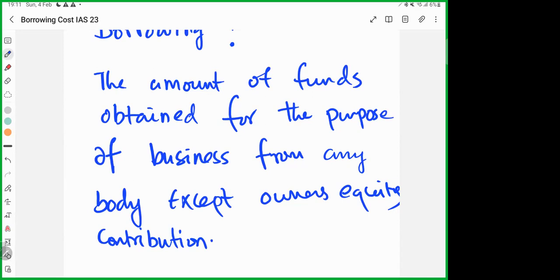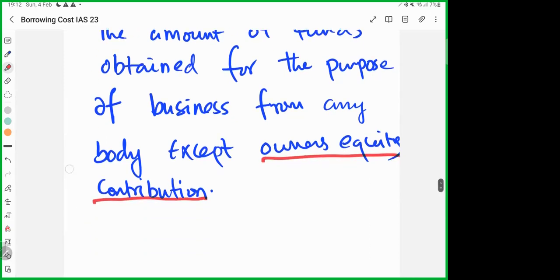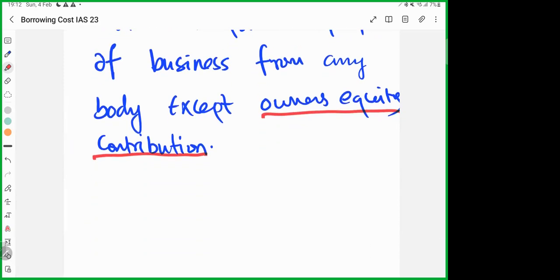What do you mean by this? The owners might also provide funds. And if the owner provides funds, the owner can give a loan, or the owner can contribute as capital. So borrowings are the funds that you receive from anyone except the owner's equity contribution. Understand me? Yes, fine.